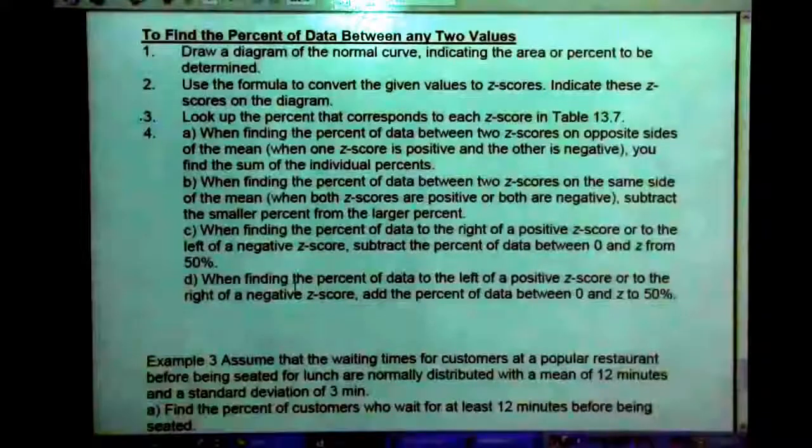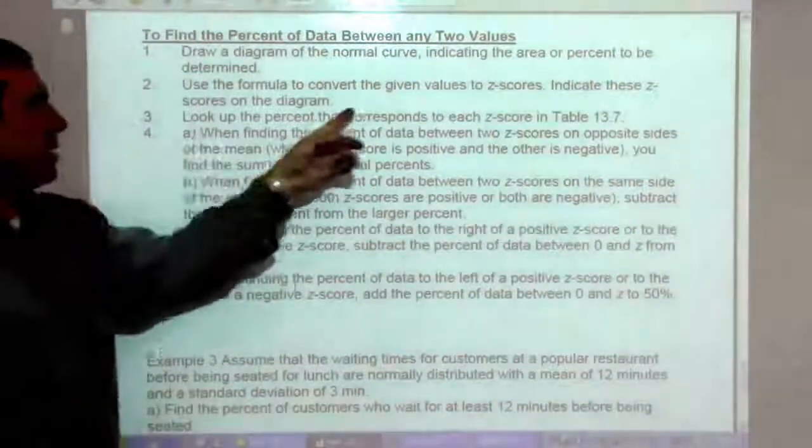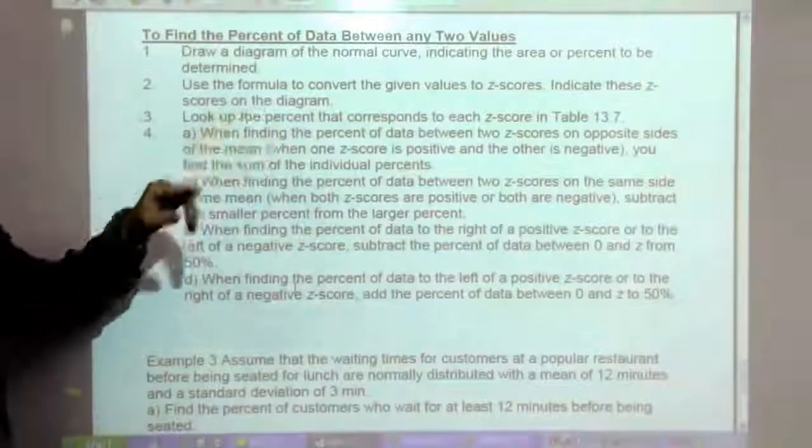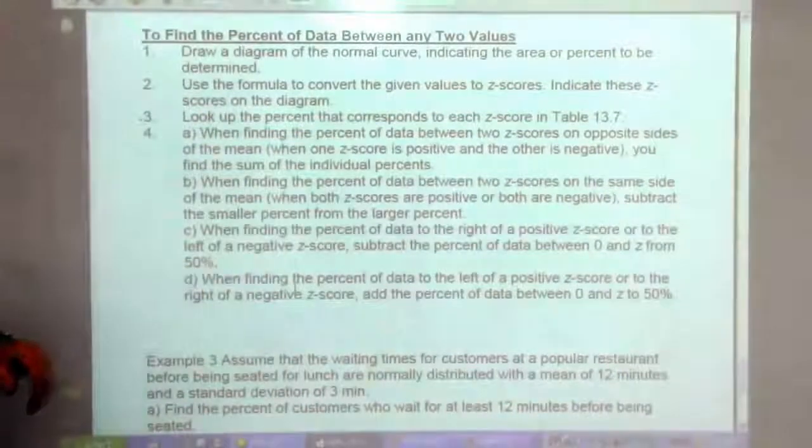Okay, to find the percent of data between 2 points, draw a diagram of the normal curve. Use the formula to convert the given values to z-scores. Indicate the z-scores on the diagram. Look up the percent that corresponds to each z-score in the table.